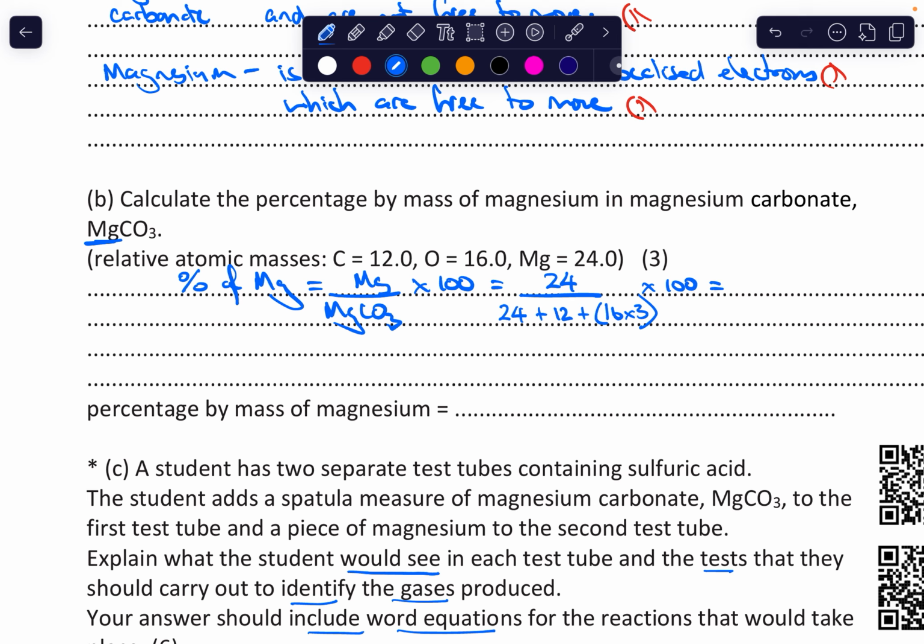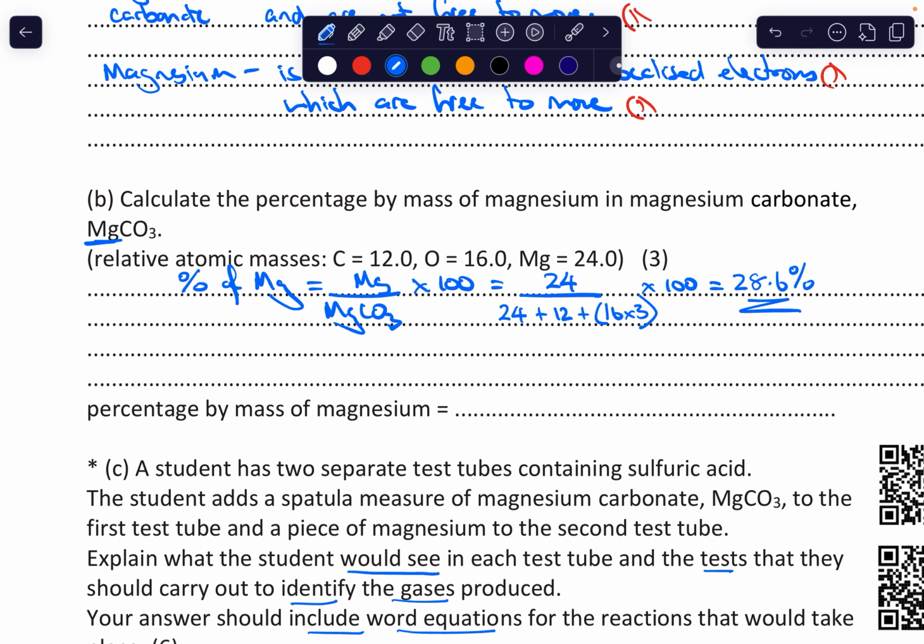So let's plug that into my calculator. 24 divided by 24 plus 12 plus 3 times 16, and then we multiply that whole thing by 100 to get a percentage. Here we have an answer of 28.6 if I round it to 1 decimal place, and that is a percentage.